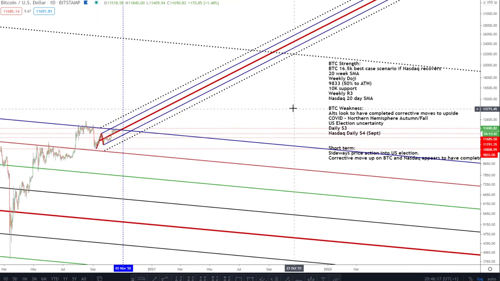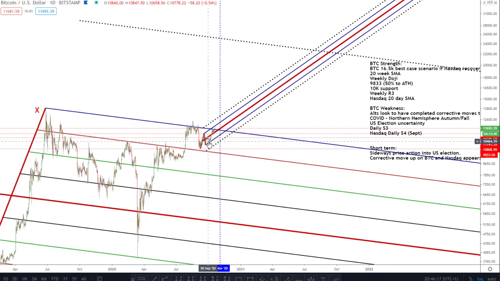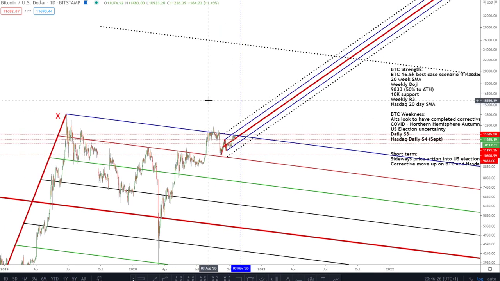All right, so these are the main things. Now, we did talk about in the group a pre-election rally. You often get price going in one direction pre-catalyst, and then post-catalyst, you'll see a big reversal. The best example I can remember of that was with Brexit.